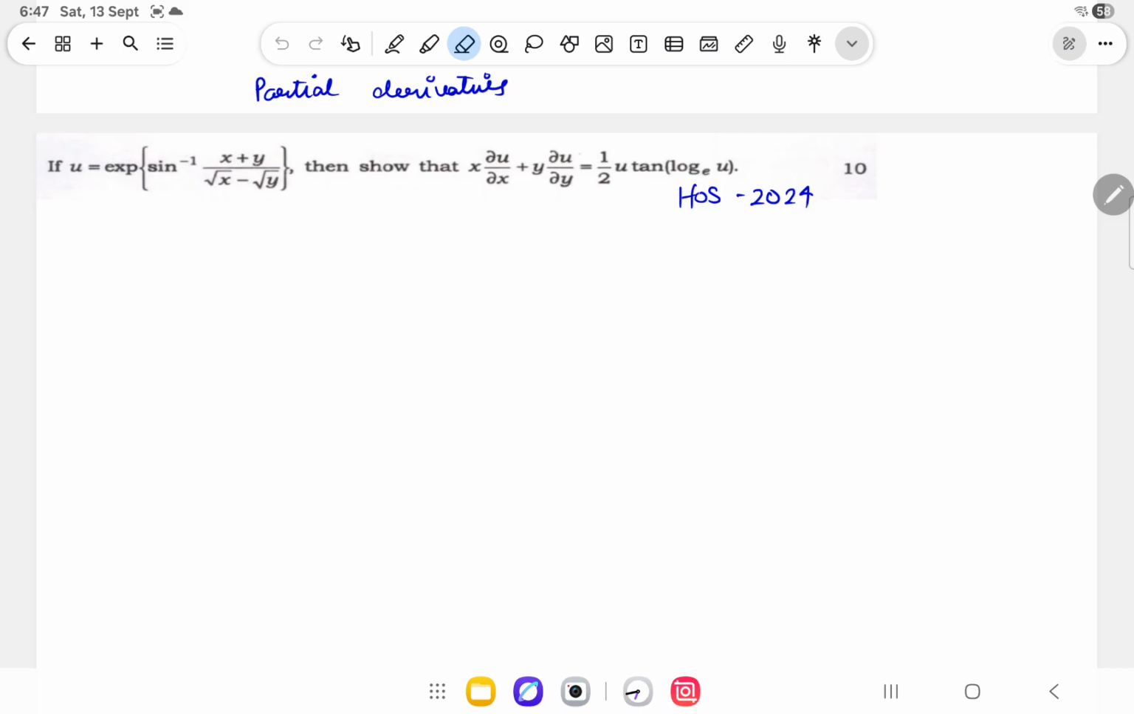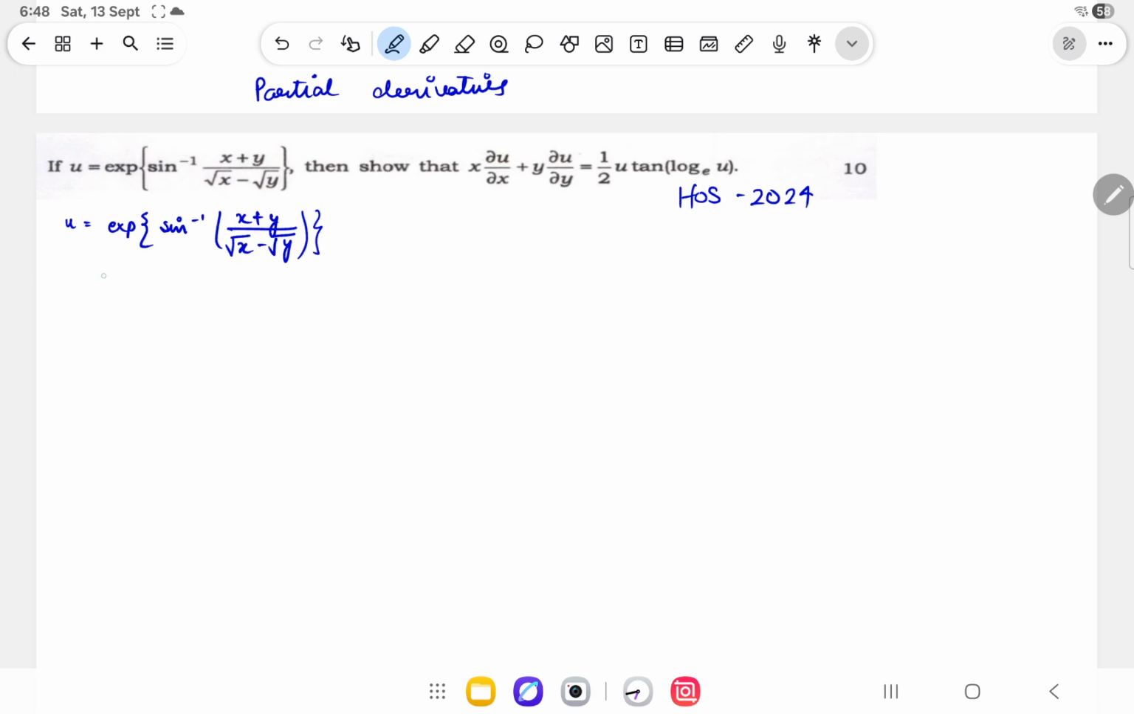If we solve it directly, by calculating del u by del x and del u by del y, then it will be too complicated. So we'll use Euler's first theorem here and then solve it. They have given me u as exponential of sine inverse of x plus y divided by under root x minus under root y.